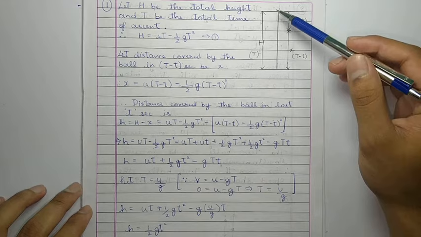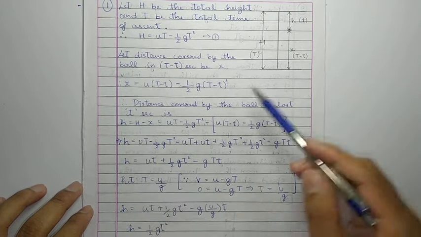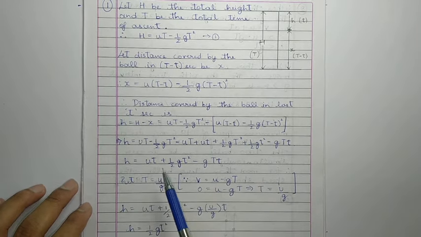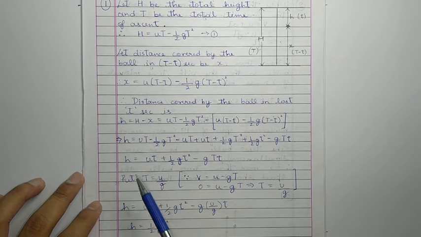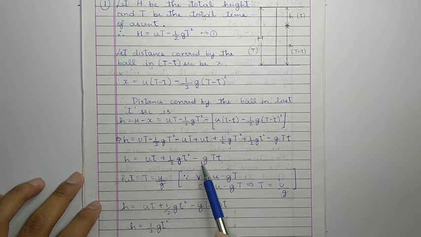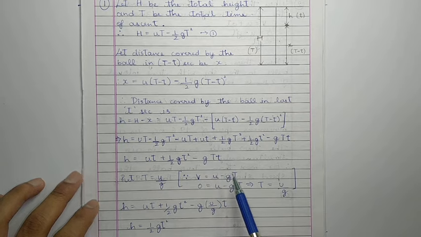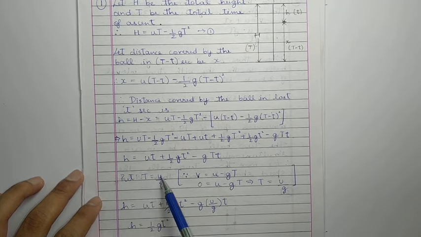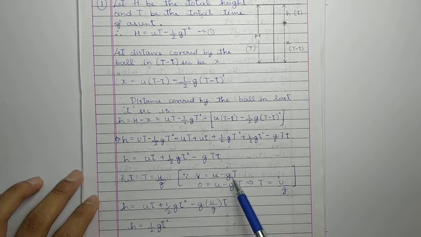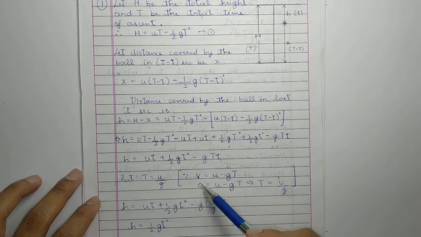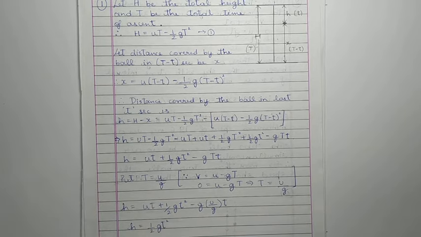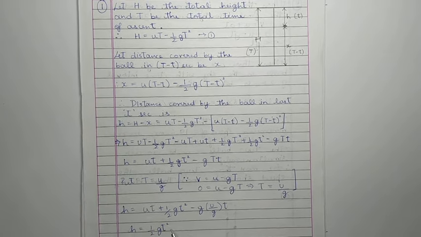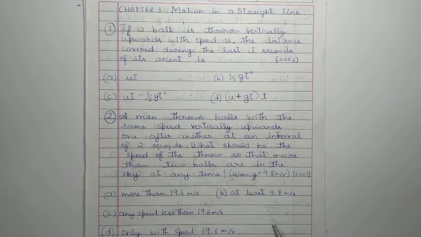h is equal to the total distance capital H minus x. So if you substitute the values from here and solve, we get h is equal to ut plus half gt square minus g into capital T into small t. We put capital T is equal to u by g, since v is equal to u minus gt, where final velocity is 0. So therefore we get capital T is equal to u by g. So therefore we get h is equal to half gt square. So question 1 is option B.